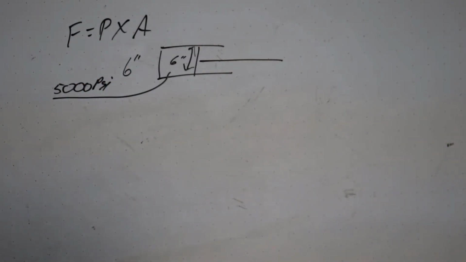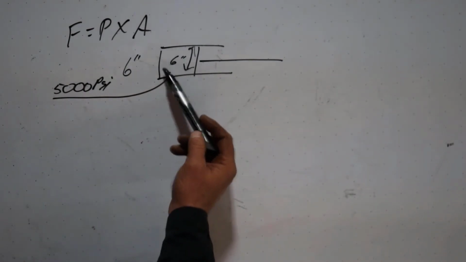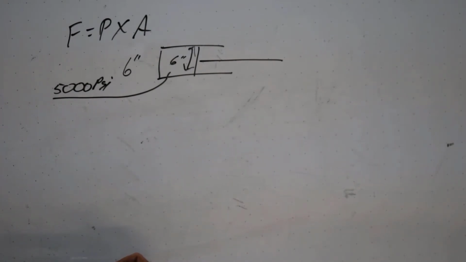So I'd like you to figure out how much force this cylinder exerts when there's 5,000 psi of oil pressure inside of it. I'm going to give you a few minutes to figure it out, so just pause the video, figure it out, and then we'll see if we're right.